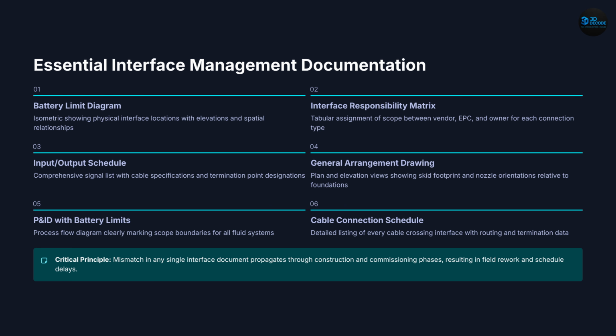Slide 12. Documentation. Proper documentation is essential for interface management. This includes battery limit diagrams, interface responsibility matrices, I/O lists, GA drawings, PNIDs, and cable schedules. All documents must match each other. Even a small mismatch can lead to major site issues.